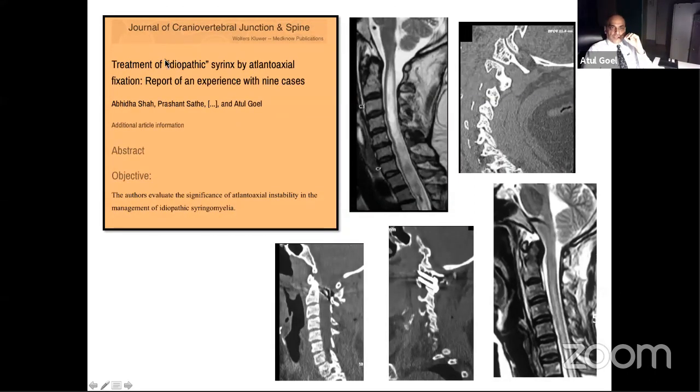Treatment of idiopathic syrinx. You see, idiopathic syringomyelia, there is no Chiari malformation. There is mild evidence of facetal instability. You treat by atlantoaxial stabilization, and the syringomyelia can reduce, and the patient will improve dramatically in the clinical symptoms.